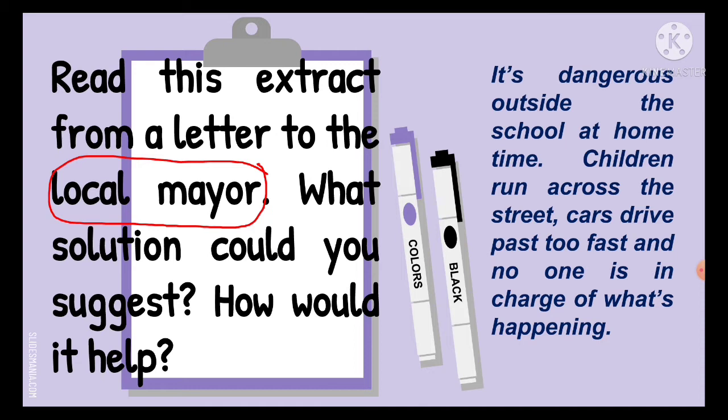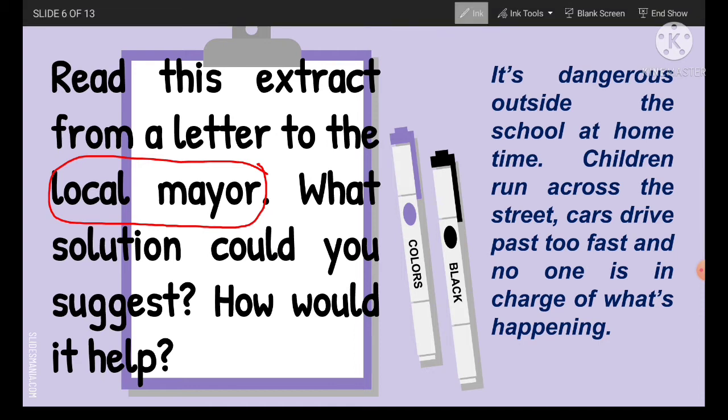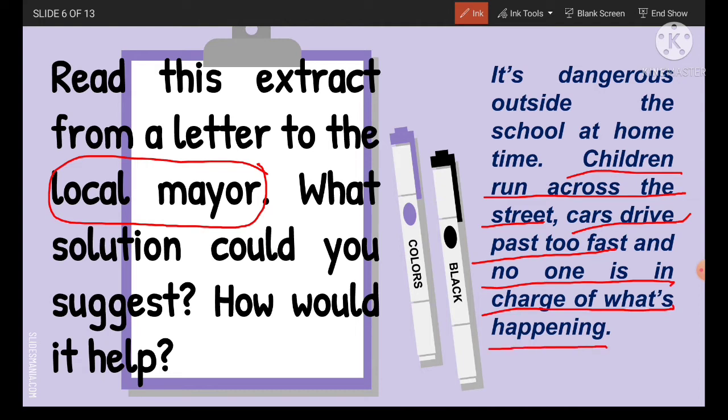So you have to come up with solution or give suggestion on how you are going to solve this problem. From the extract, we know that children run across the street and the cars drive past too fast, and no one is in charge of what is happening. So how you are going to solve that kind of problem? So make a list, what are those solutions, and you can share with your teachers later.